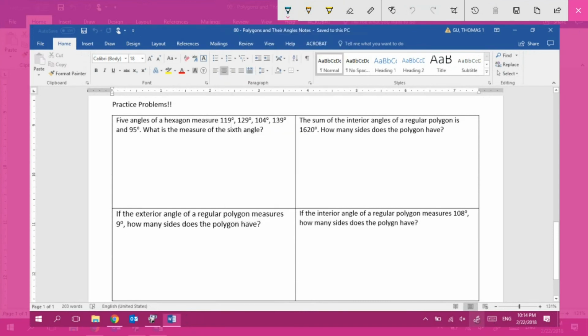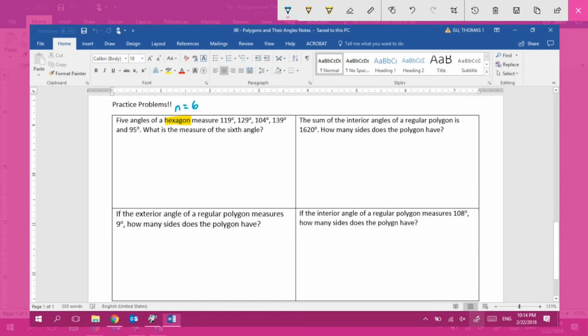So the first one says, 5 angles of a hexagon. Hexagon, keyword. How many sides does a hexagon have? 6. So I'm going to go ahead and label n equals 6. The measures are 119, 129, 104, 139, and 95. What is the measure of the 6th angle?